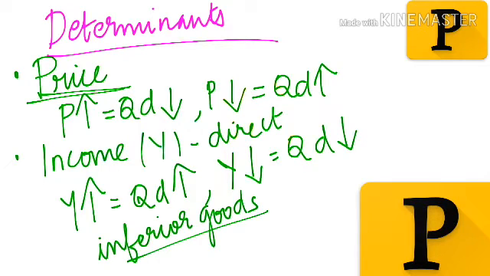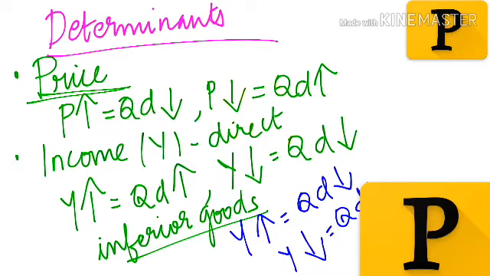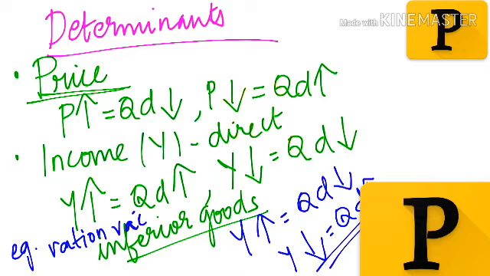And there is an exception to this rule, that is inferior goods. Inferior goods refers to those goods whose demand increases with a decrease in the income and whose demand decreases with an increase in the income. So for inferior goods, when income increases, the demand would come down, and when income decreases, the demand would go up. It is an exception to this rule. What can be examples of inferior goods then? Example is ration rice. When you have more income, you would consume less of ration rice, and when you have less income, you would consume more of ration rice. Such type of goods can be said as inferior goods.